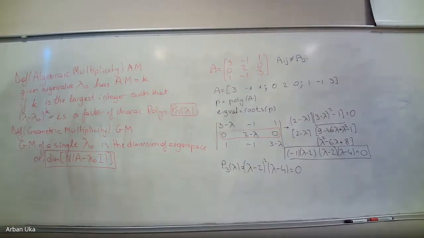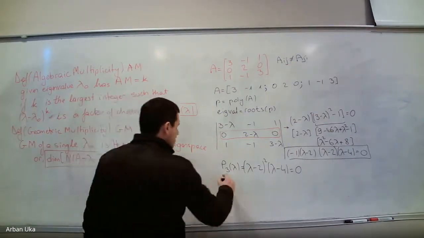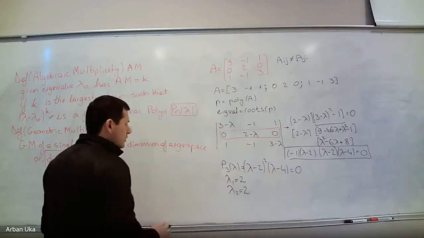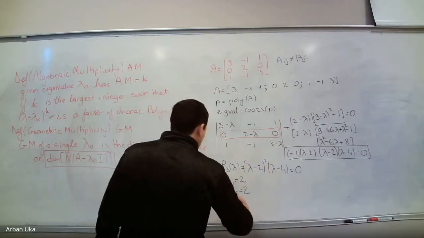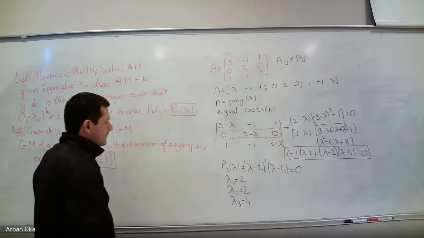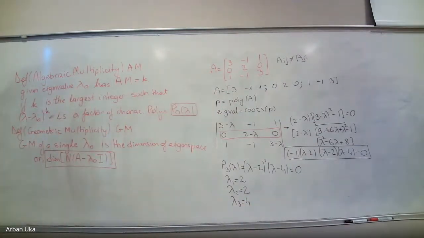What are the roots here? We expect to have 3 roots, and we can say that lambda 1 is equal to 2, lambda 2 is equal to 2, it's a double root, let's see it like that for a moment, and lambda 3 is equal to 4. Now, we found the eigenvalues.